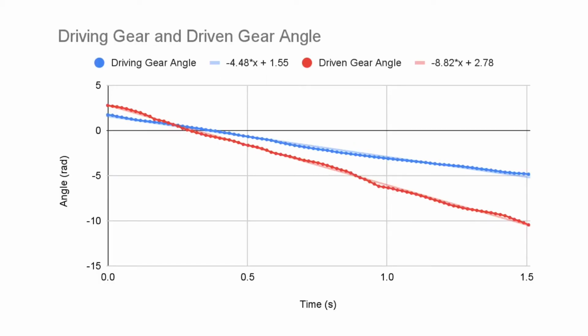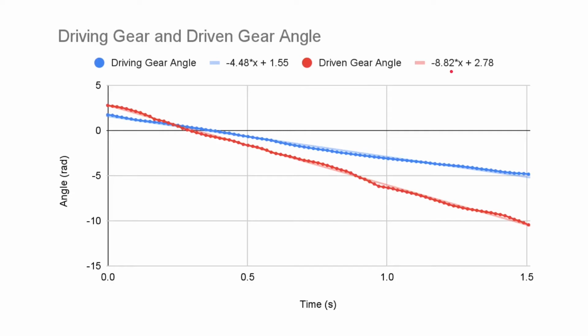And just to drive the point home, here's the graph of what we just looked at in Tracker. You can see this is the angle of the gear relative to the horizontal, and you can see that the driving gear has a much lower slope than the driven gear. And as you know, the derivative of the angle is the angular velocity. You can see in the fit lines that the driving gear has about half the slope of the driven gear.